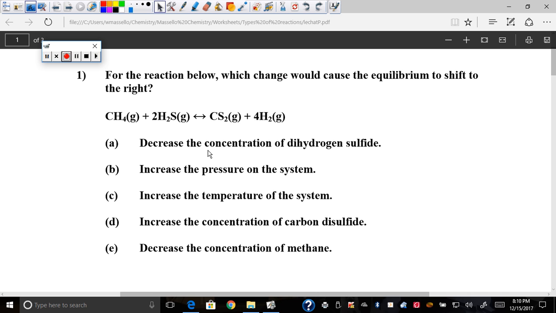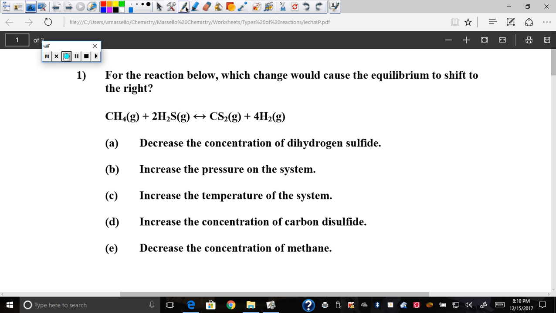All right, people, here is the worksheet that I gave you. All right, let's apply the rules we learned in the previous video about Le Chatelier's principle. Remember, whatever you do to the left side, it reacts by going to the right. Whatever you do to the right side, it reacts by going to the left. So it just moves opposite.